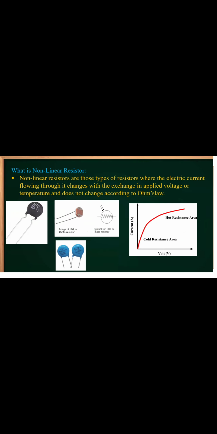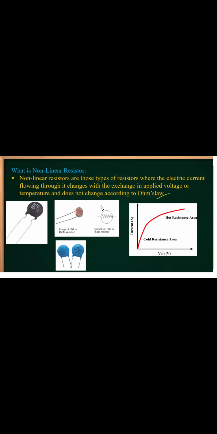This is what I told about the non-linear resistor. These are examples of non-linear resistors. Non-linear resistors are those where the electric current flowing through them changes with the applied voltage or temperature and does not follow Ohm's law. A resistor which cannot follow Ohm's law is a non-linear resistor.